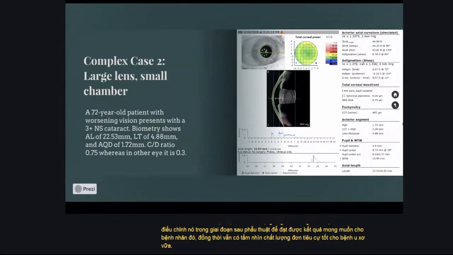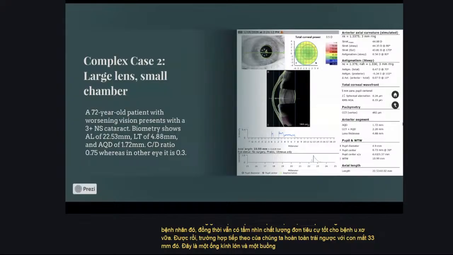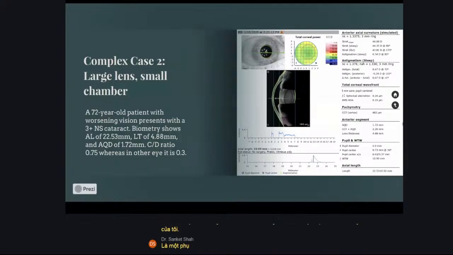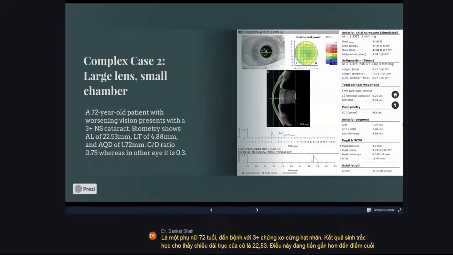All right. So our next case is quite the opposite of that 33 millimeter eye. This is a large lens and a small chamber, which is very common in my part of the country here. This is a 72-year-old lady who came in with 3 plus nuclear sclerosis. Her biometry showed that she had an axial length of 22.53. This is getting closer to the short end of the range of eyes.